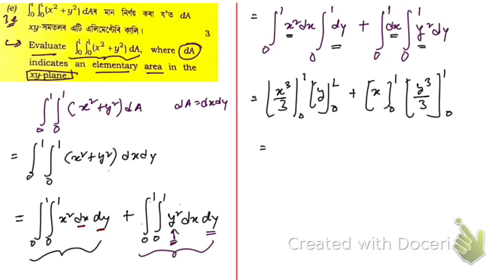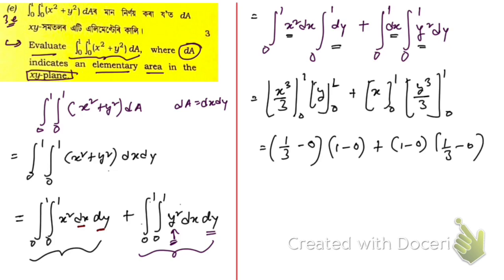If we put the upper and lower limits, then we get 1 by 3 minus 0 into 1 minus 0, plus again 1 minus 0 into 1 by 3 minus 0. That's what we're going to have, right? So this is nothing but 1 by 3 plus 1 by 3, that's going to be 2 by 3. So that is our answer. Hope you have understood this. Now let's move on to the next question.